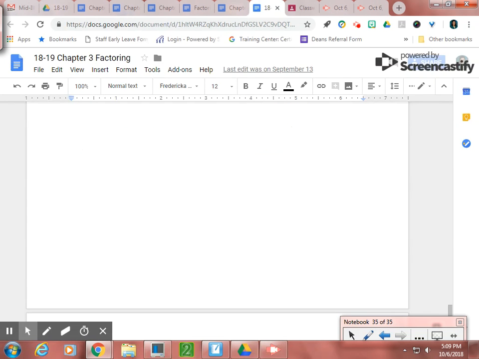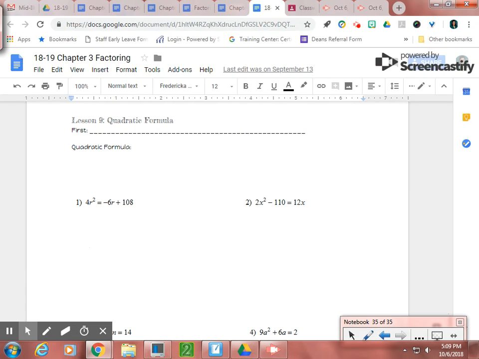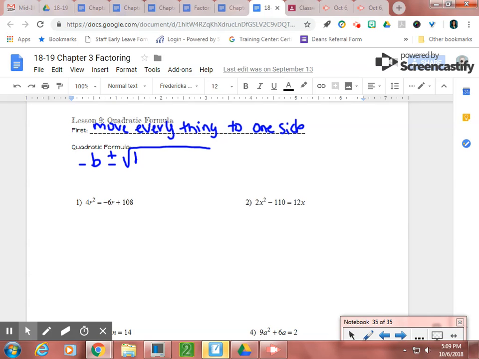So the last section in this chapter is the quadratic formula. The first thing that you need to do is move everything to one side. Then the quadratic formula itself is negative b plus or minus the square root of b squared minus 4 times a times c, all over 2a.